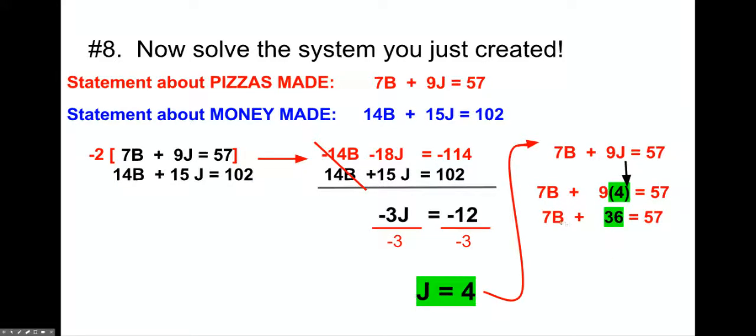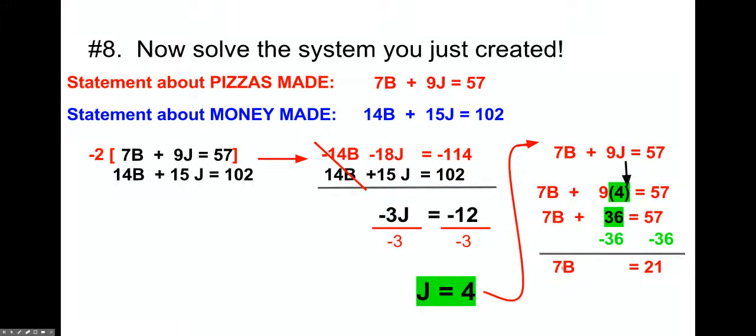You want to get the B by itself, but the 36 is bothering the B, and so is the 7. But first, get rid of the 36 because it's furthest away. How do you get rid of a plus 36? That's right, you subtract 36. Do it to both sides. The 36's will cancel out and you will be left with 7b equals 21.